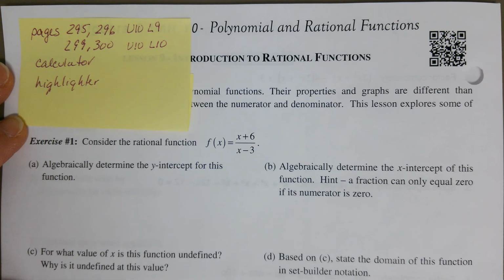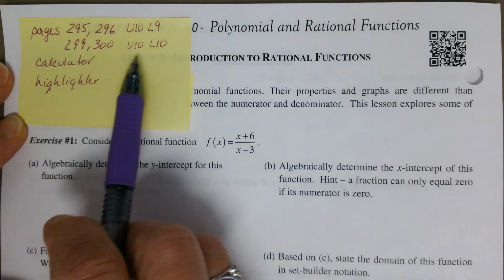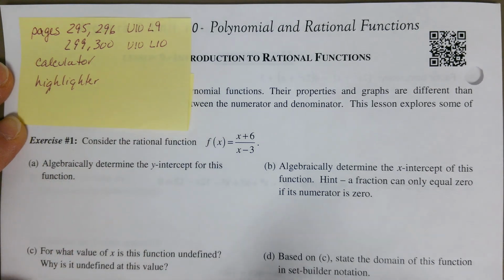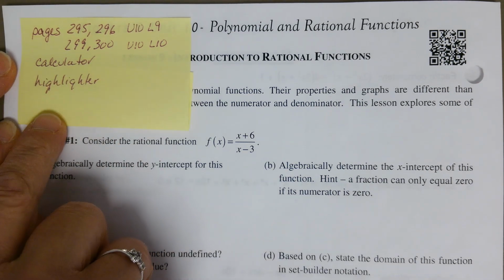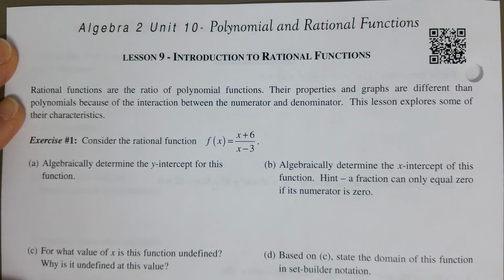Today we'll be covering two lessons, Unit 10, Lesson 9, pages 295 and 296, and Lesson 10, pages 299 and 300. You want to have your graphing calculator and a highlighter, please, as well as a pencil or your regular writing utensil. So Lesson 9, Introduction to Rational Functions.